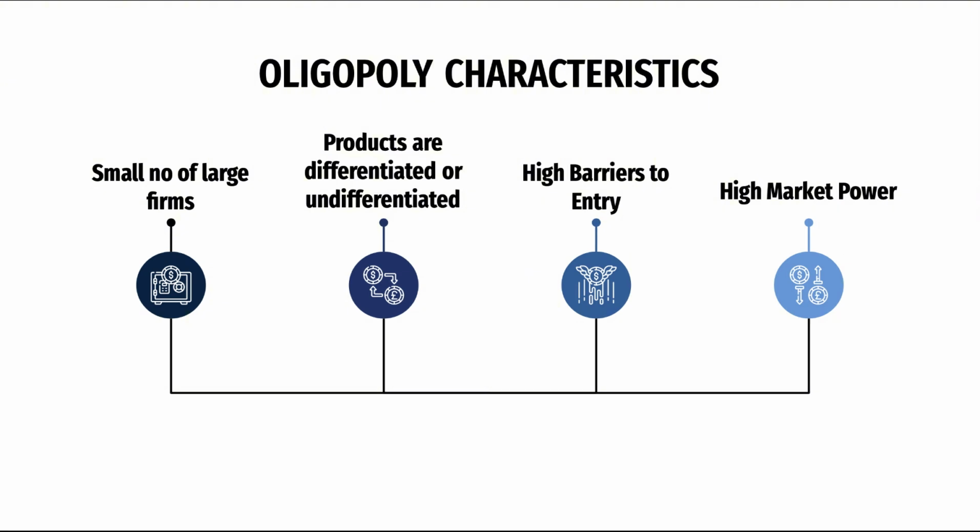So there's a small number of firms, and products are differentiated or undifferentiated. Some differentiated products can be cars, furniture, etc. But undifferentiated products would be like oil, for example. Now there's high barriers to entry, so it's difficult for a new firm to enter the industry. And as you know, an oligopoly has a high degree of market power, and that also means that it has a higher degree of allocative inefficiency than what you would say for monopolistic competition.